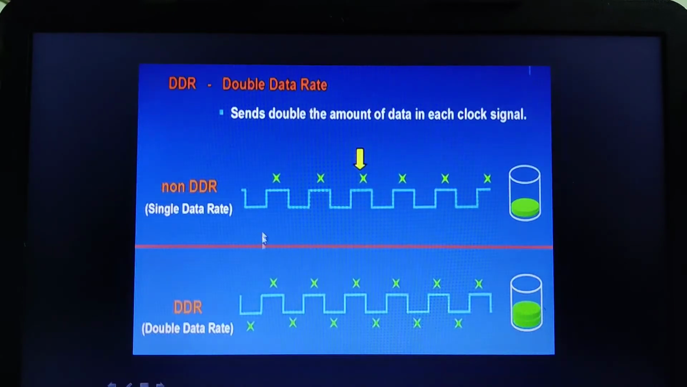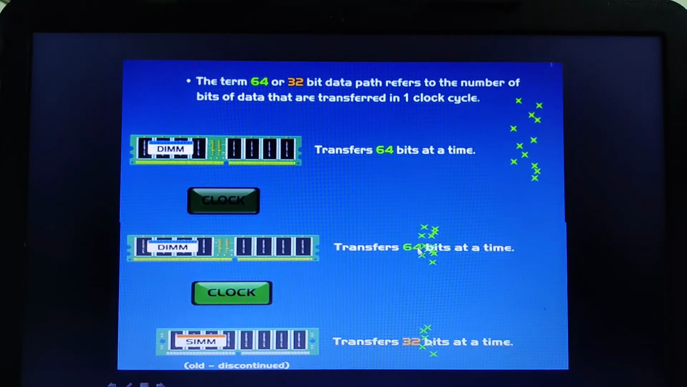Here you can see when the clock signal is low, it will not transfer. This cross mark notation shows the data transfer at this point. So when the signal is low, it is not transferring. When the signal is high, yes, there is a data transfer. Again low, no data transfer. Again when it is high, the data transfer takes place. Then what are this 64 bits and this 32 bits?